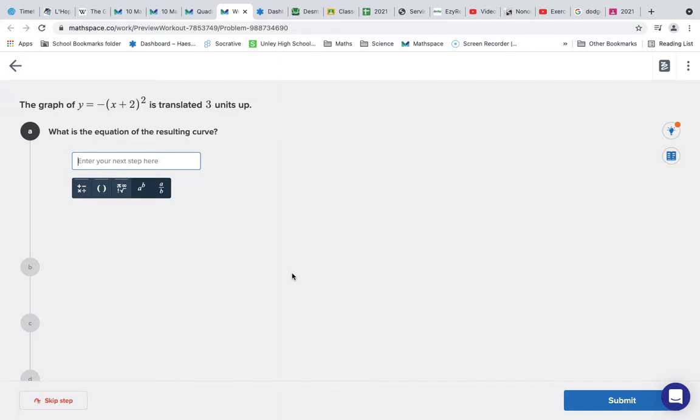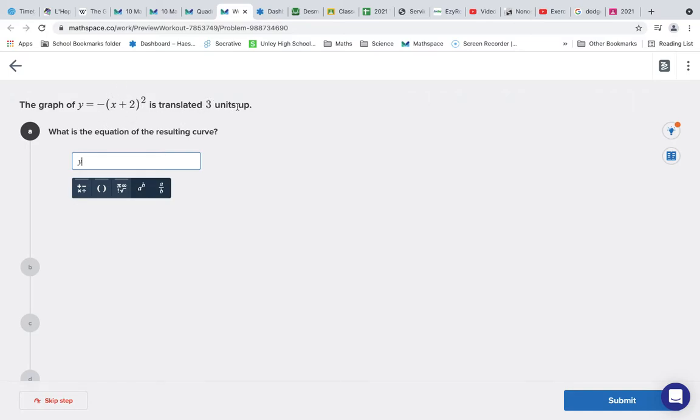I'm looking at a question from task 4 on Maths Space on quadratics. This is using turning point form of a quadratic and graphing. It says the graph of y equals minus (x plus 2) all squared is translated 3 units up. So what equation? Well, I've already got most of the equation.